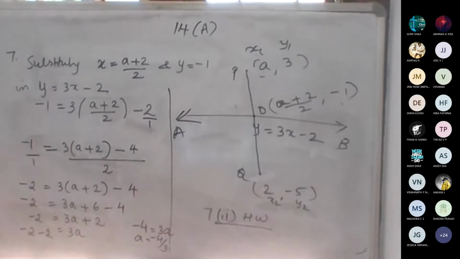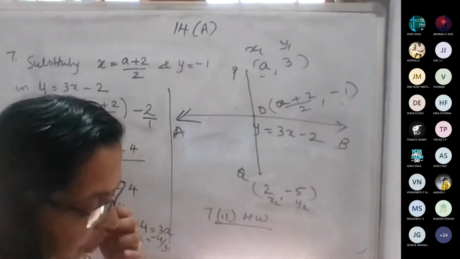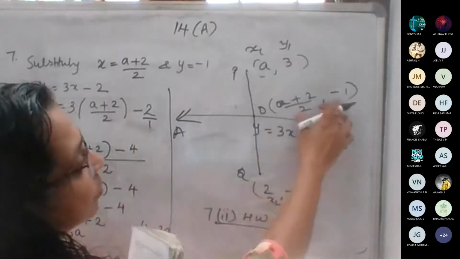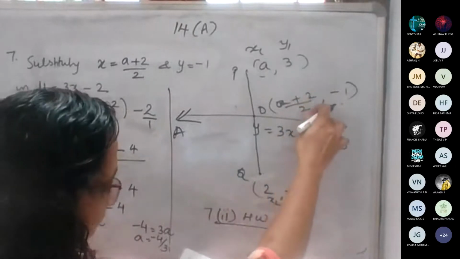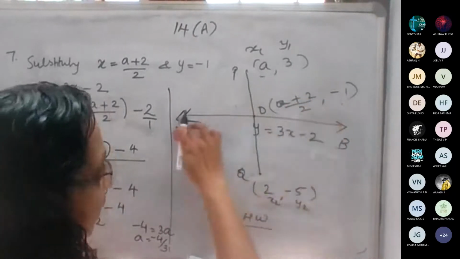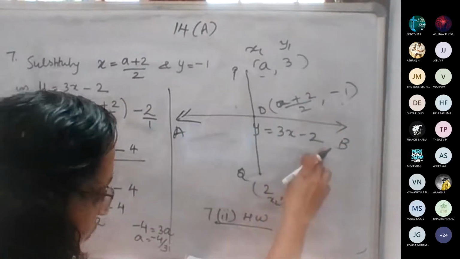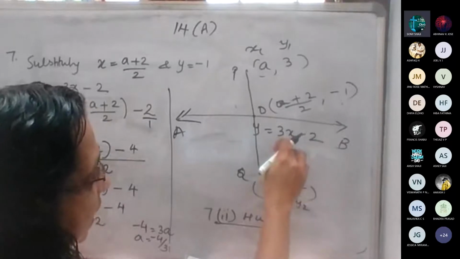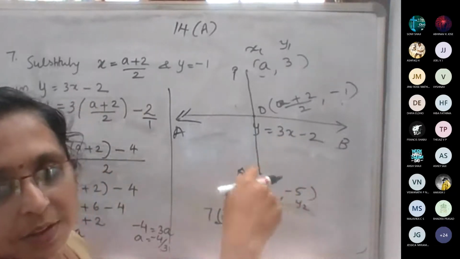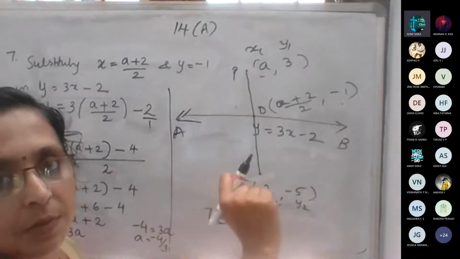Then 8th question. Point negative 3, 2 lies on the line ax plus 3y plus 6 is equal to 0. Calculate the value of a. So lies on that line means what we can do, very easy, no? Same question, second part only.